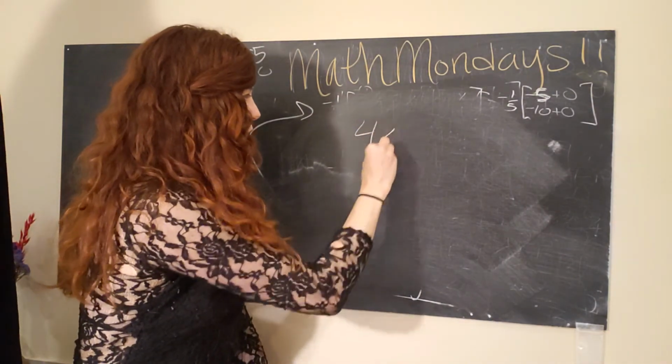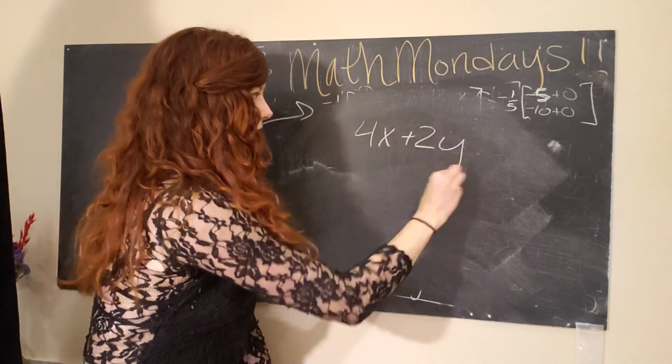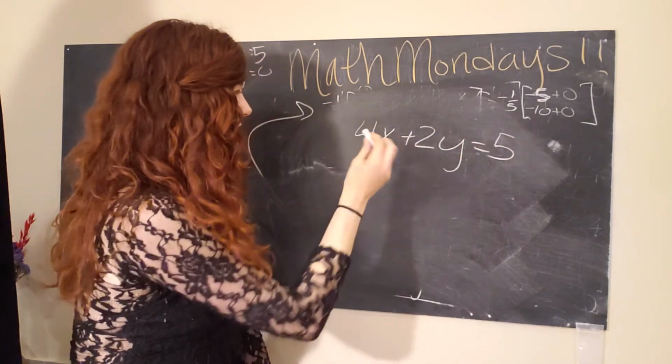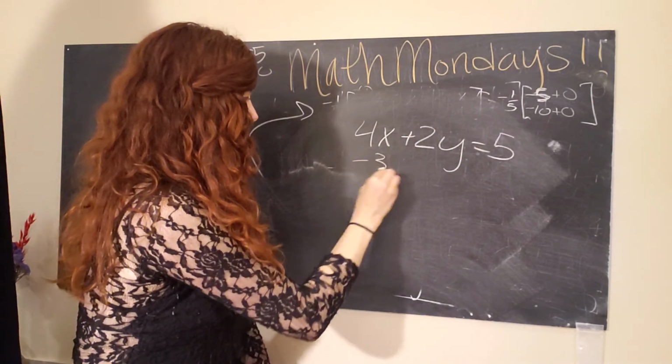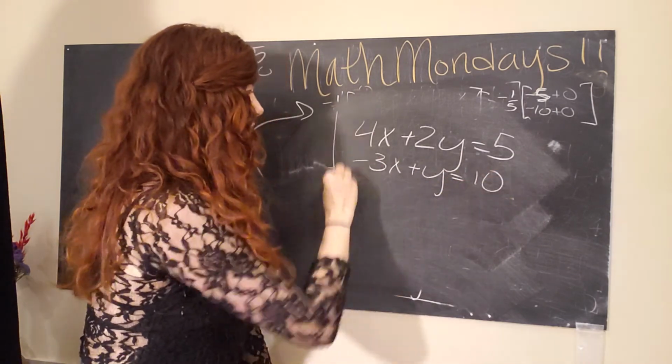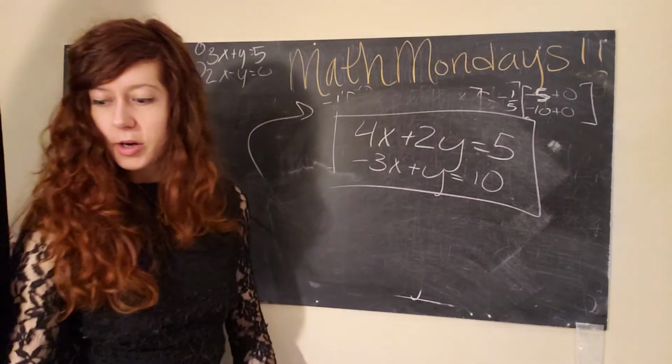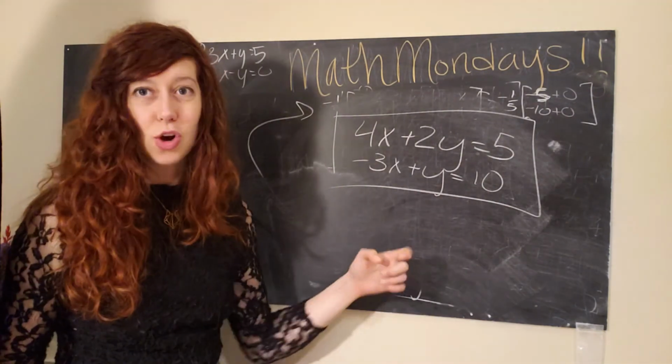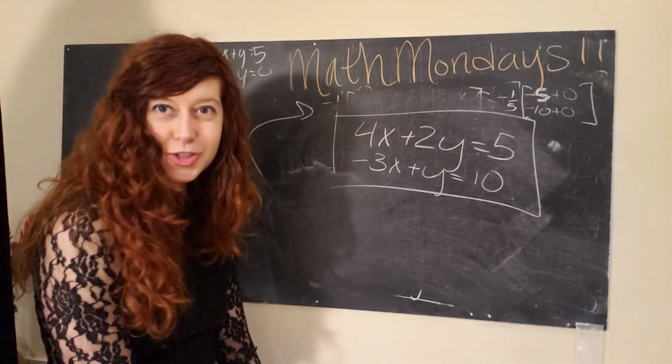The one thing I want to end with is to give you a problem to solve. So it's like fun homework. Yay! And let's see, negative 3x plus y equals 10. Okay, so I would want you to use matrices to solve this and tell me what you get.